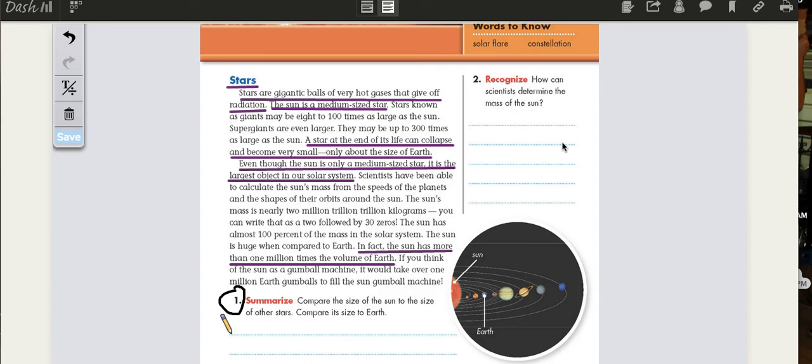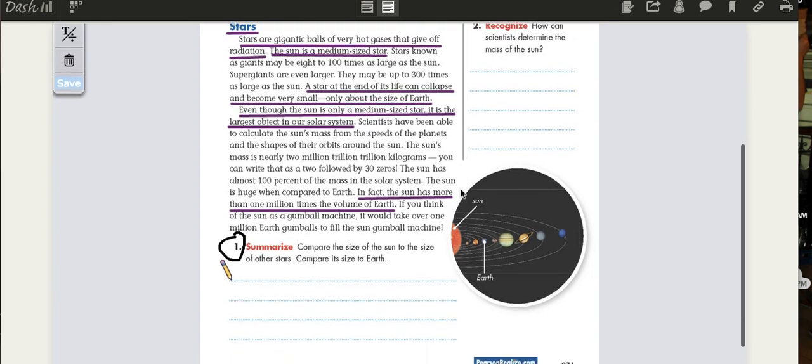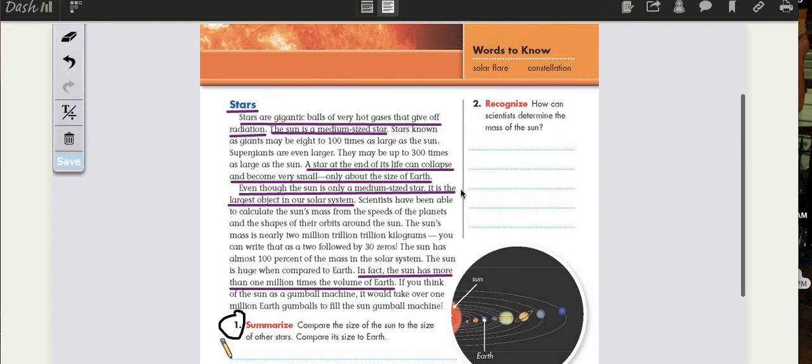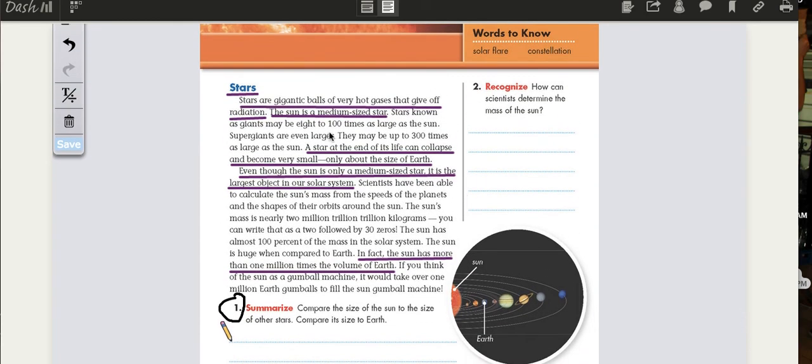Okay. I want you please to open your books, page 271, highlight what I underlined in this page, and solve question 1 please, and send it to me as a message on Class Sarah.